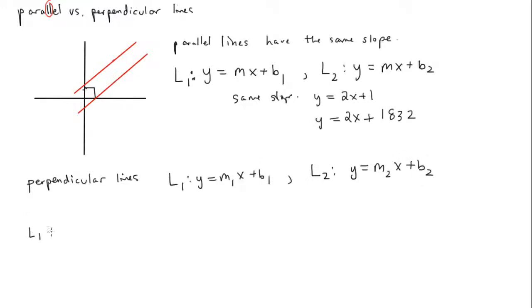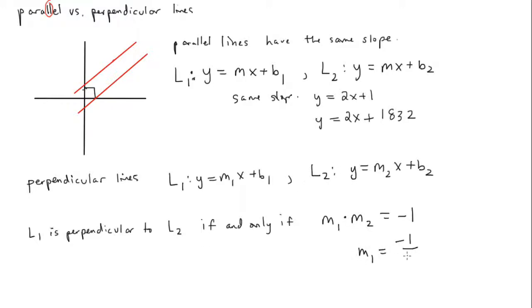So L1 is perpendicular to L2 if and only if the slopes multiply to give the number -1. Now another way to say that is if m1 is negative 1 over m2. Okay, so the negative reciprocal.